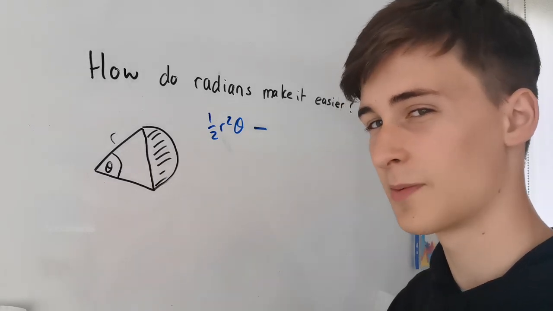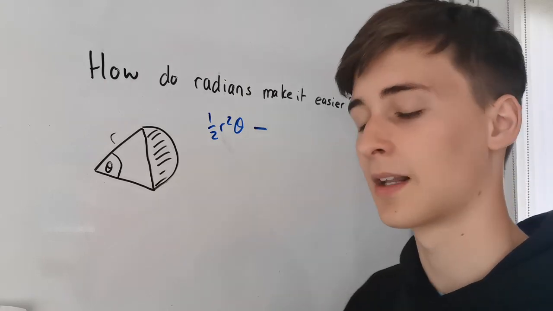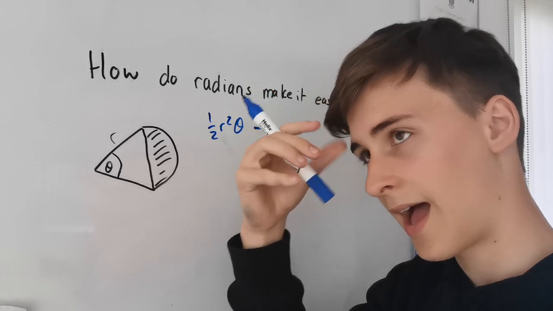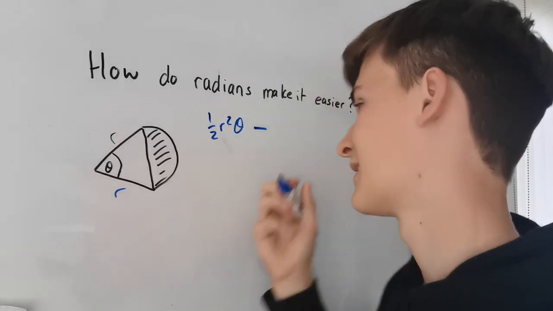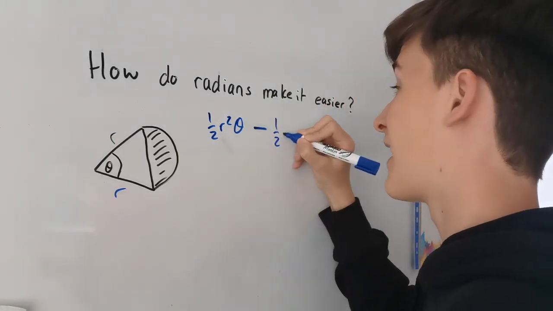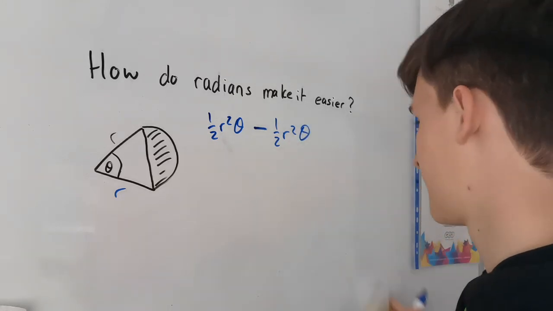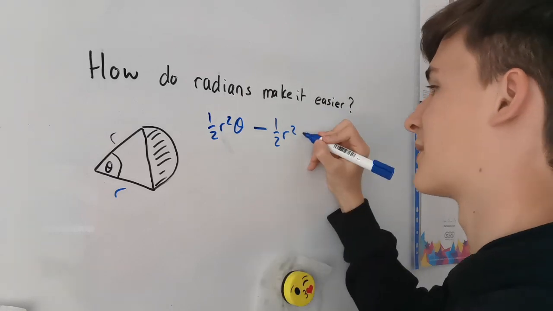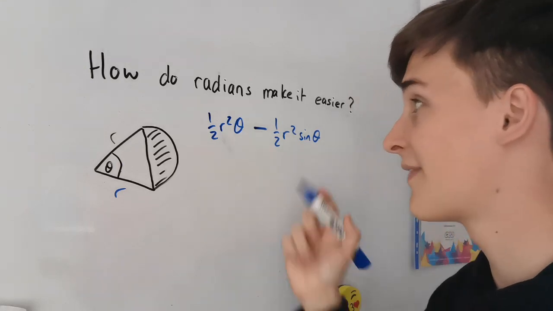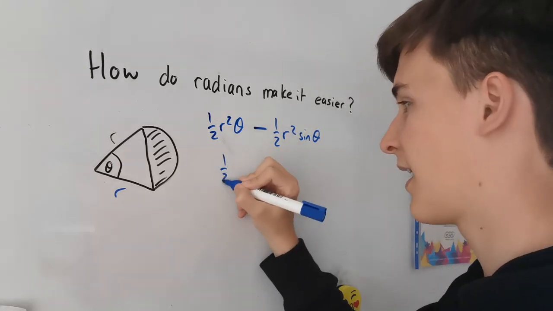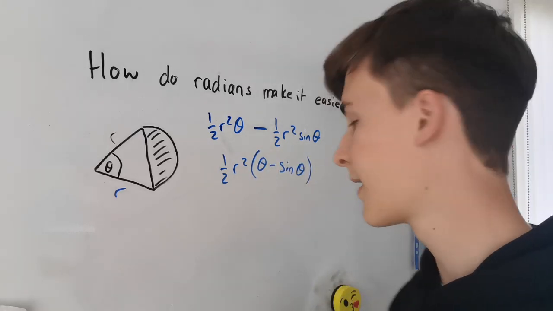And if you think about it, it's going to be the area of a triangle using the sine rule. So that's half AB sine theta, right? But remember the fact that A and B are the same, so it's going to be half r squared sine theta. Now, you can simplify this to simply half r squared, theta minus sine theta, where both are in radians, of course.